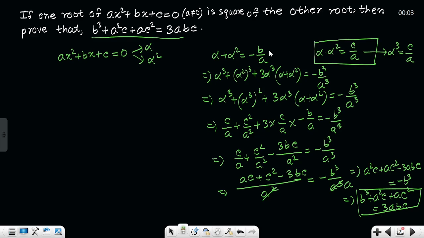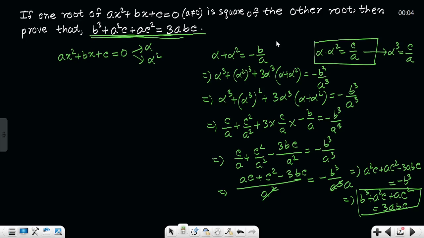Now, my suggestion is there are various questions on this, that one root is square of the another root. So remember this, b cube plus a square c plus ac square equal to 3abc. Remember this as a formula. That will be very easy for you to do those types of questions, because in competitive exams you will not be asked for the proof here. You will be asked for the application. So whenever you see one root is square of the another root, then apply that formula. You will easily get the answer.